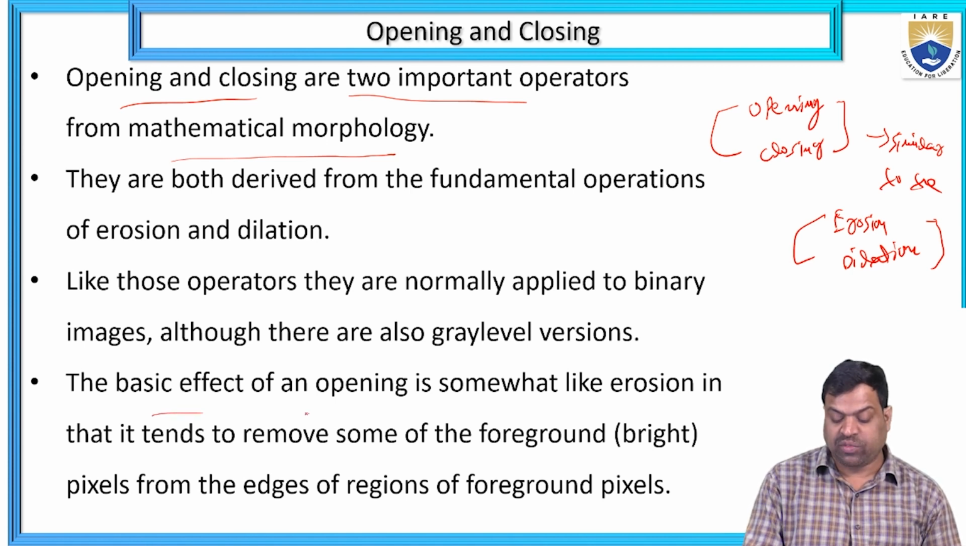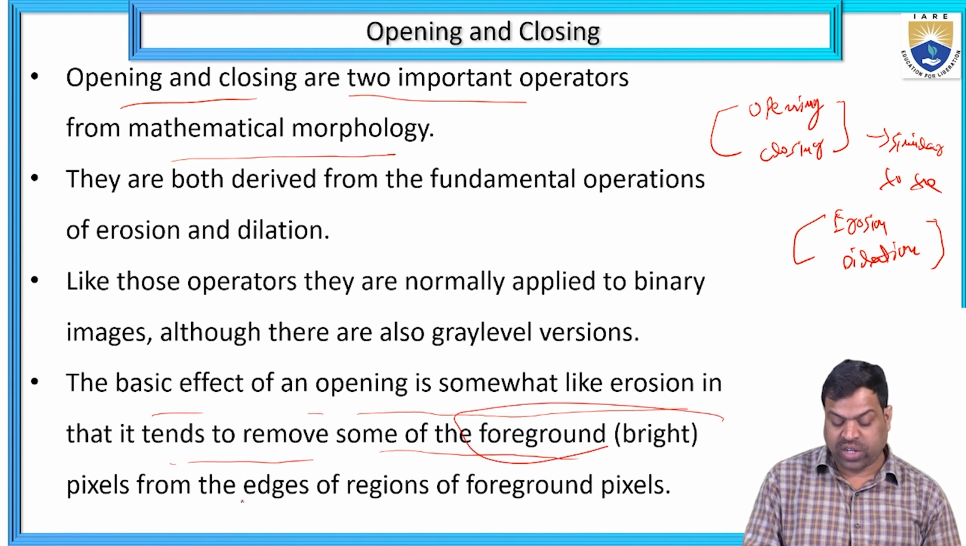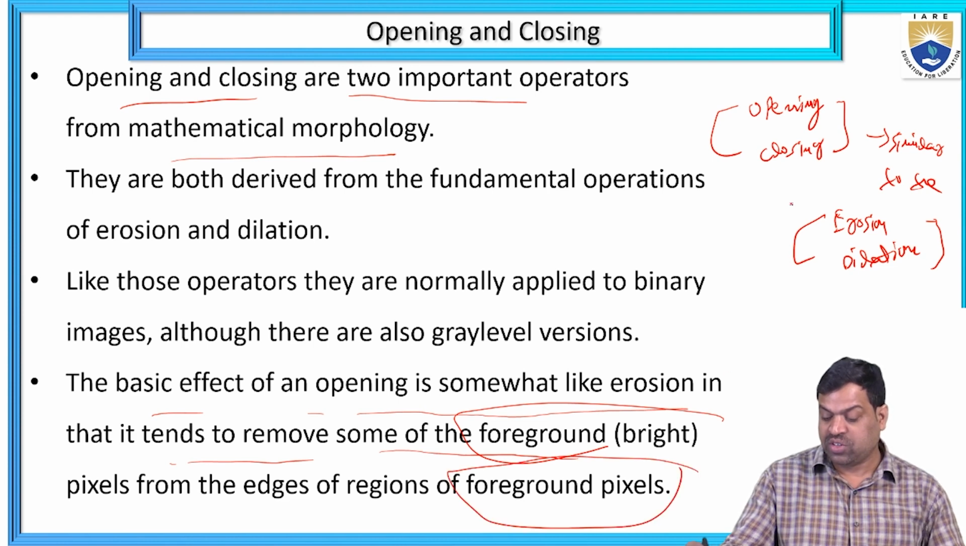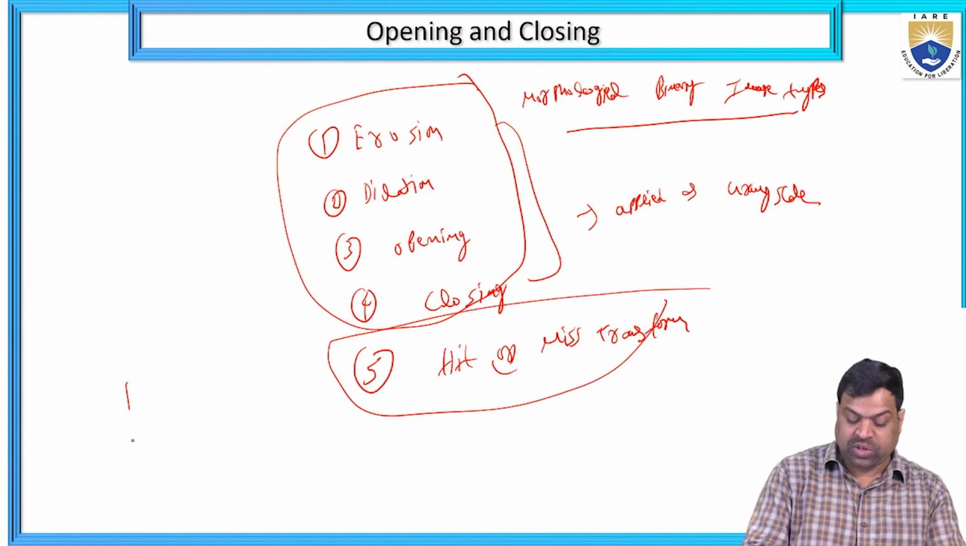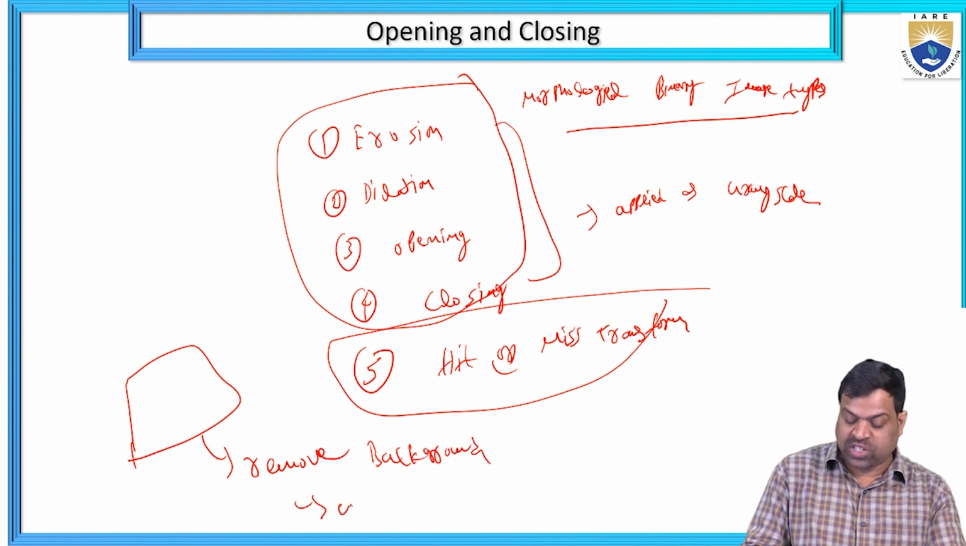The basic effect of opening is somewhat like erosion in that it tends to remove some of the background pixels from the edges of the region of foreground pixels. So in any image, if I want to remove background, removing the background means what is happening? Added foreground.